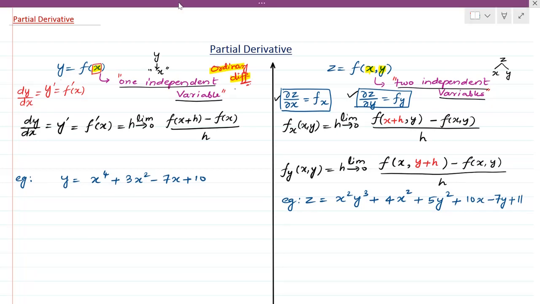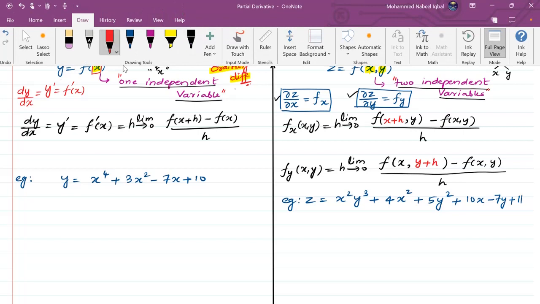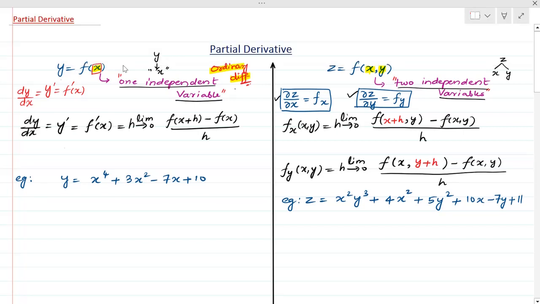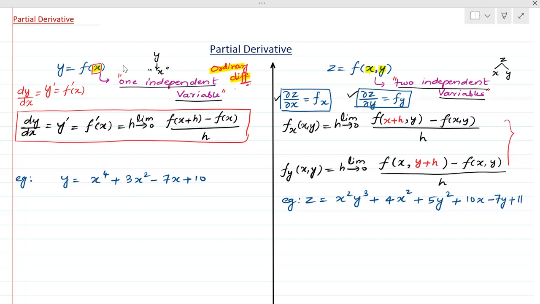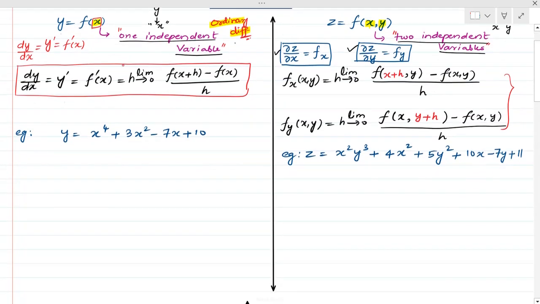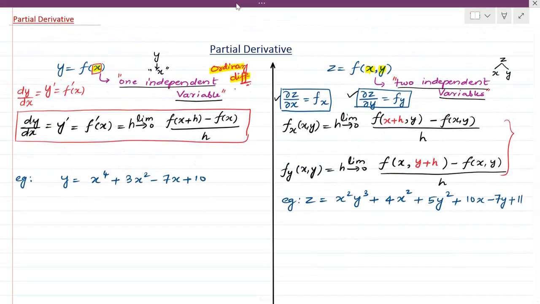Using this rule, as you remember from calculus 1, we have this formula. Using this definition, we will get all the derivative formulas. Similarly, we will have this one. This is the definition of fx and fy. Let us take an example. To understand this clearly, I will solve this one.